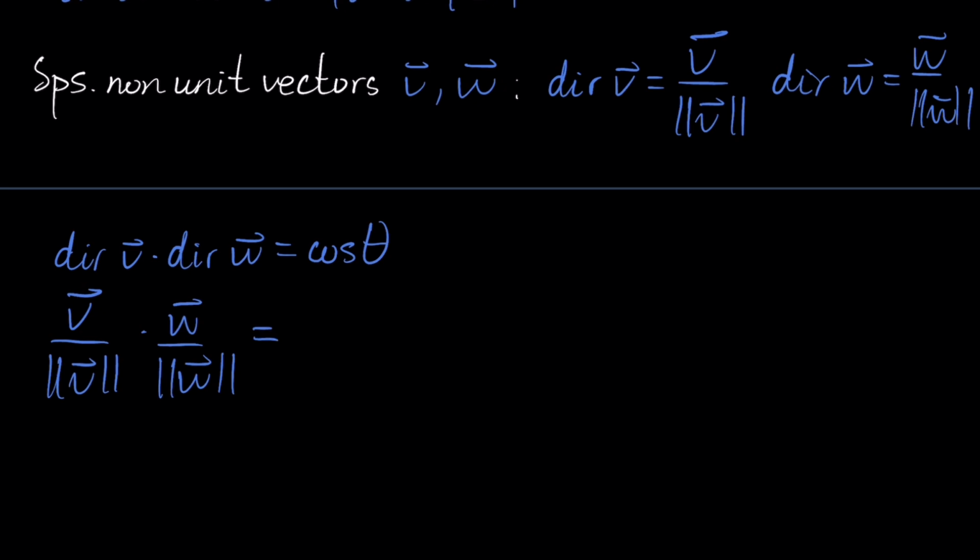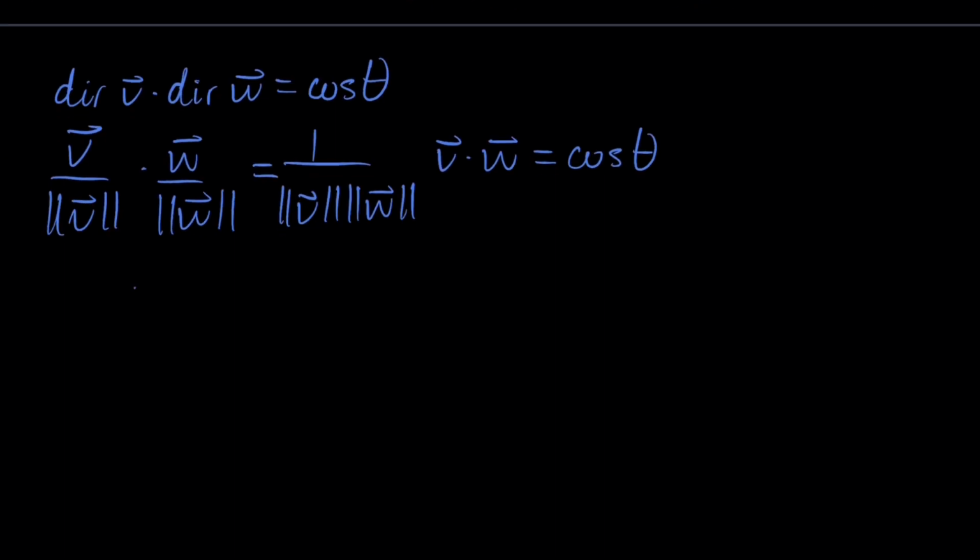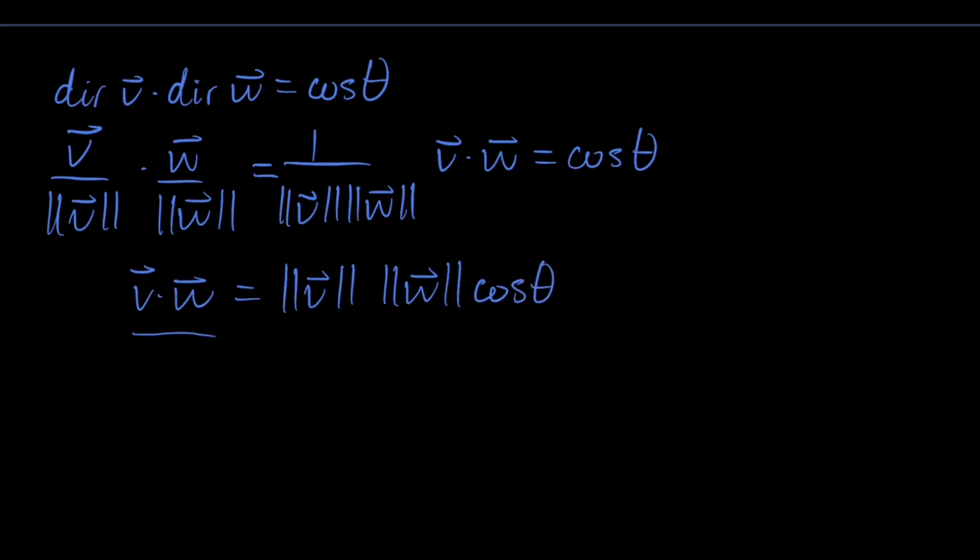So this is equal to 1 over the two lengths multiplied together, and v dotted with w is equal to cosine theta. And fantastic. Now all we have to do is to multiply this on both sides, which gives us v dot w is equal to the length of v times the length of w cosine theta. That's it. So the dot product of two non-unit vectors is actually equal to their lengths times cosine.